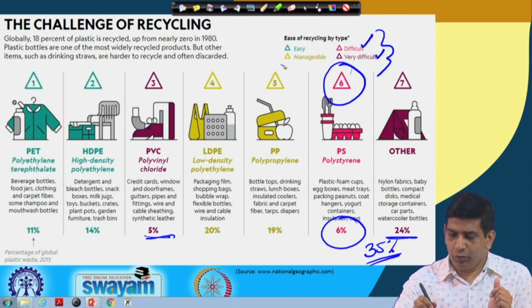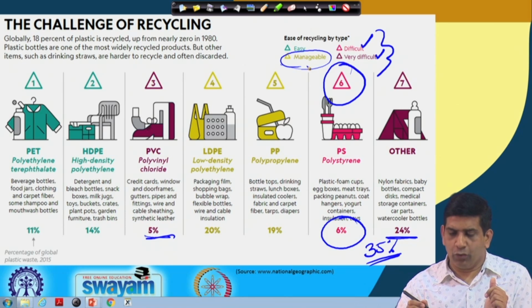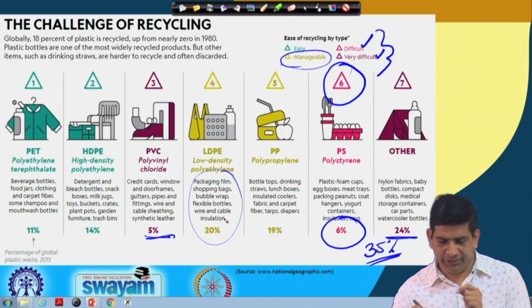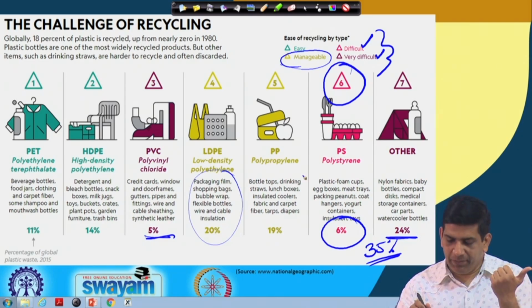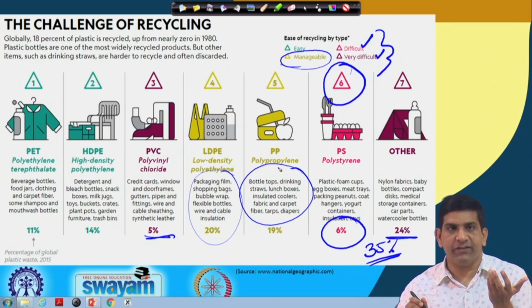Then the manageable ones, which is the yellowish green right there, LDPE and PP. LDPE is packaging film, shopping bags, bubble wraps, flexible bottles. Then PP is bottle tops, drinking straws, lunch boxes, insulated coolers, fabrics and carpets, fibers and other stuff.